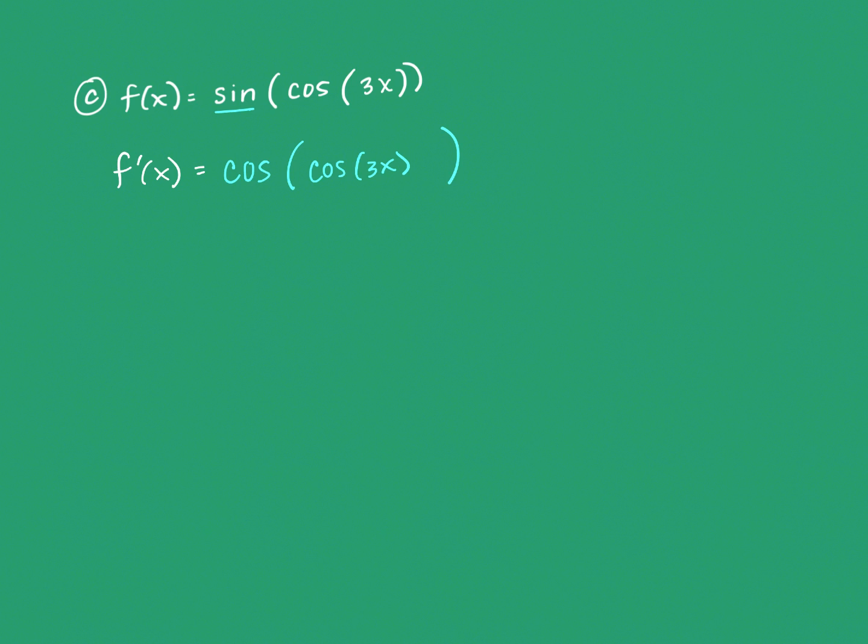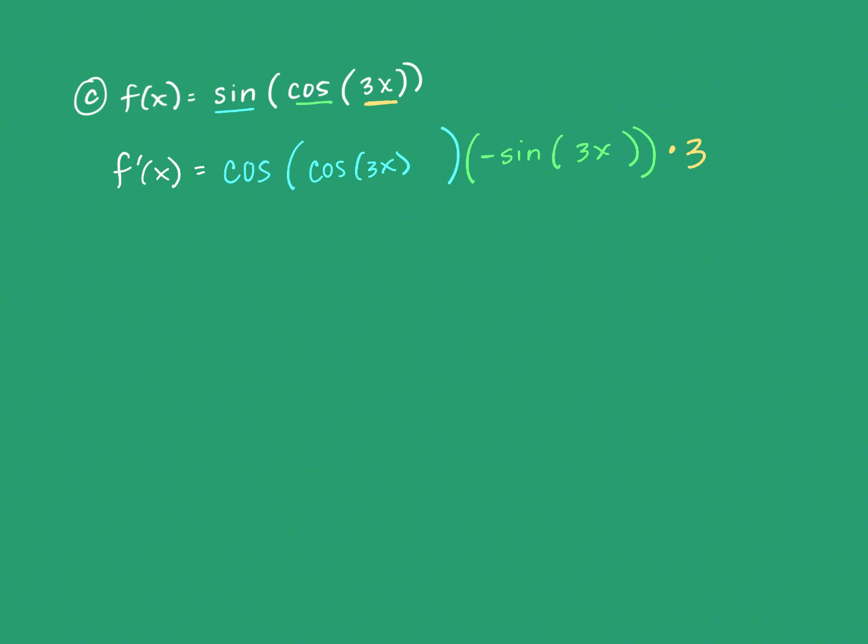Then I'm going to work my way in. Okay, so the next inside function is cosine. So the derivative of cosine of some stuff is going to be negative sine of that stuff, and I leave that stuff alone as well. So I'm going to get negative sine of 3x. Okay, that's the derivative of the cosine. Last thing I'm going to do is take the derivative of the innermost function, which is 3x. So I'm going to multiply everything by 3.